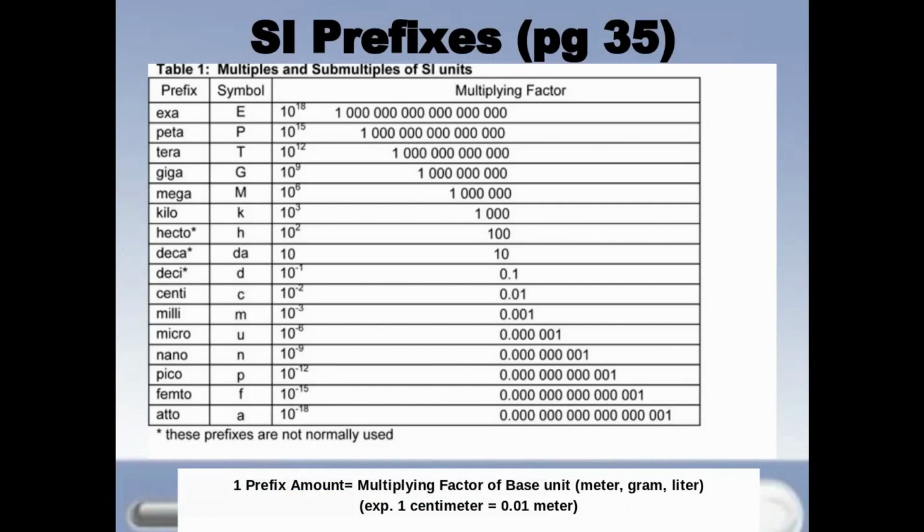So one thing to look at, when we start doing conversions, one of the prefix amount, so let's say 1 centimeter, is going to be equal to the multiplying factor of that base unit. So for example, the 1 centimeter would be equal to the 0.01 meters.